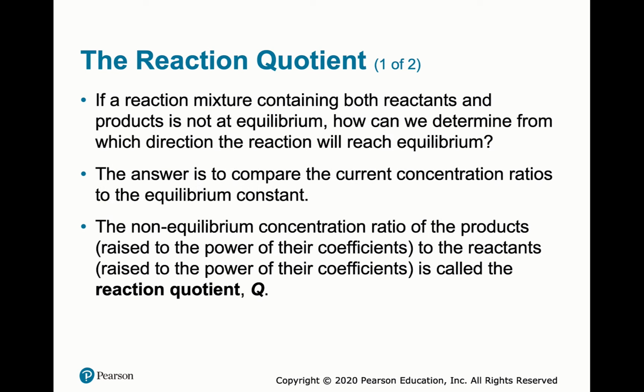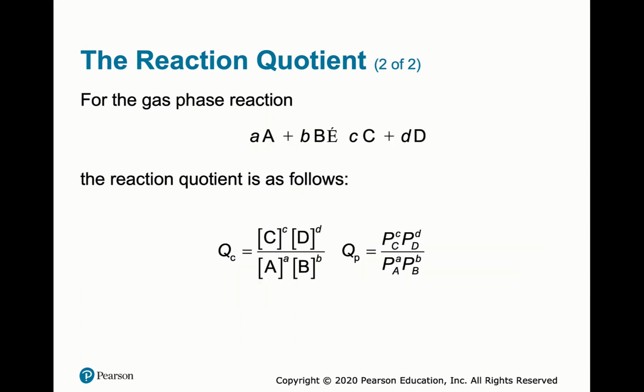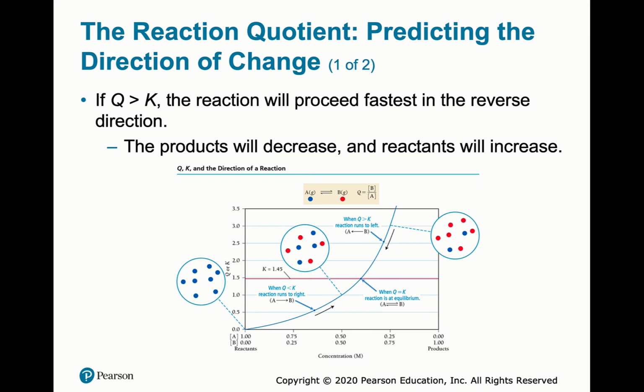So reaction quotient. At any given time, we have a reaction quotient, and Q equals K at equilibrium. And then you can compare Q to K and see where it needs to go. It tells you which way the reaction is going to shift. So for this gas phase reaction, a A plus b B in equilibrium with c C and d D, we have the reaction quotients in concentration and pressure as follows.